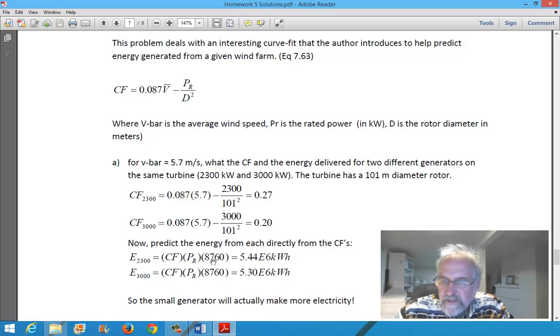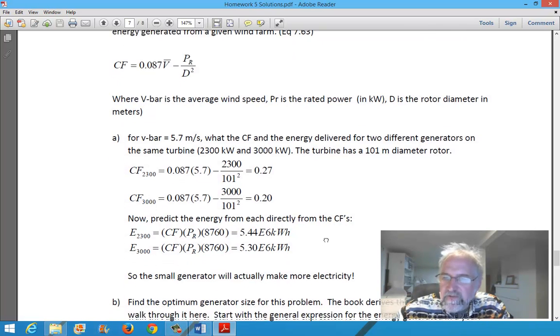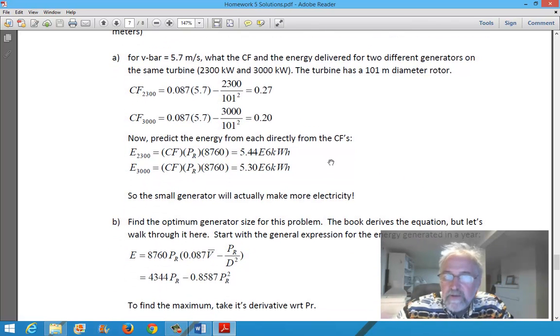And so you multiply that times the rated power times 8760, and what you get is a little surprising, at least to me: the smaller generator made better use of that wind. We were able to get more energy out of it, 5.44 million versus 5.3 million kilowatt hours.